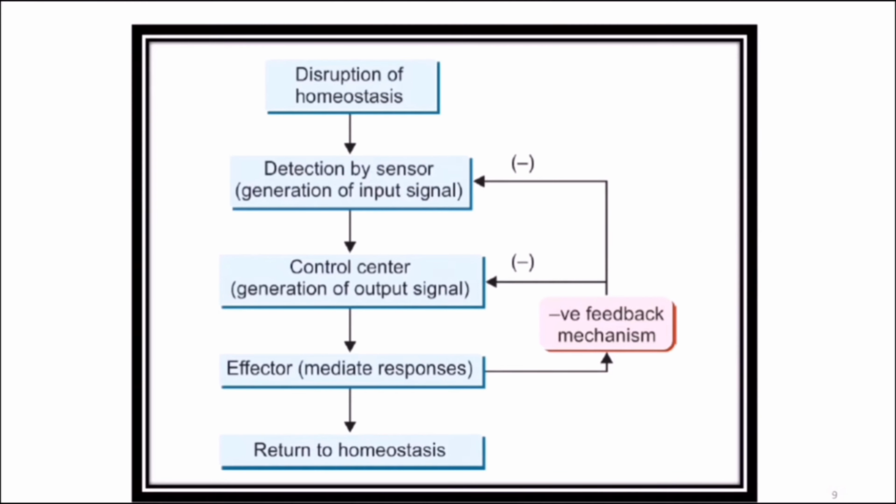So negative feedback mechanism, you can say it is an opposite process. You can actually say it has to inhibit or stimulate according to the situation. Okay, so the more commonly seen regulatory mechanism is the negative feedback mechanism.